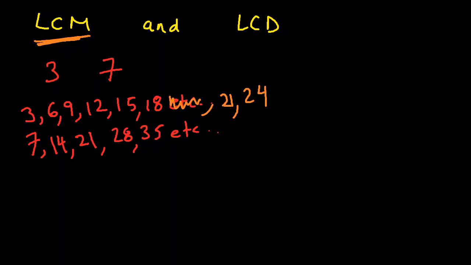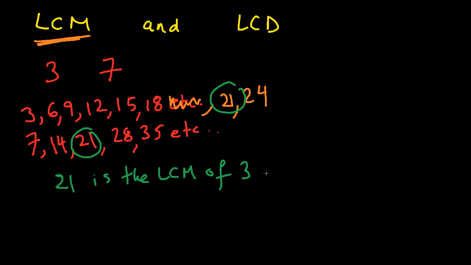Okay, so now let me ask that question again. Do we see a number that's common between this list and this list? We do, right? You see 21. 21 is common between this list and this list. So this means that 21 is the lowest common multiple of 3 and 7.